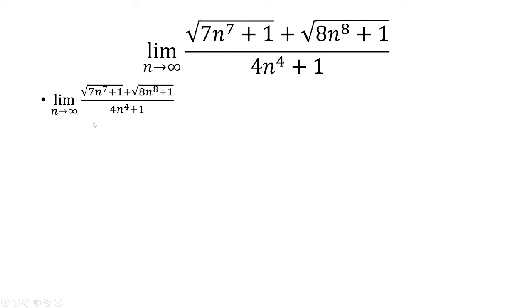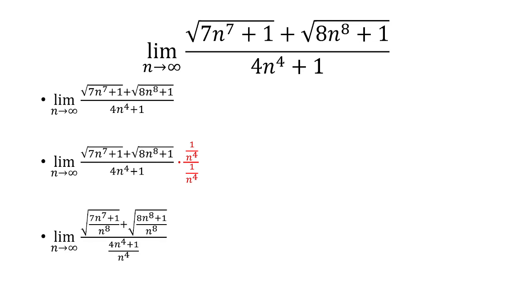So we're going to multiply everything by 1 over n to the 4th to get rid of the highest degree. And this is equivalent to just dividing every single term by n to the 4th. Now, when n to the 4th comes inside the square root, it's going to be n to the 8th. So for the numerator, we're going to have whatever's inside divided by n to the 8th. And the denominator is just going to be over n to the 4th.